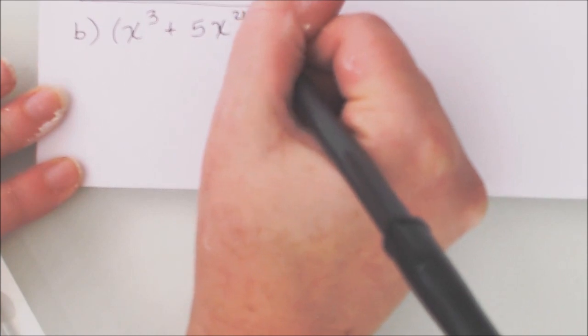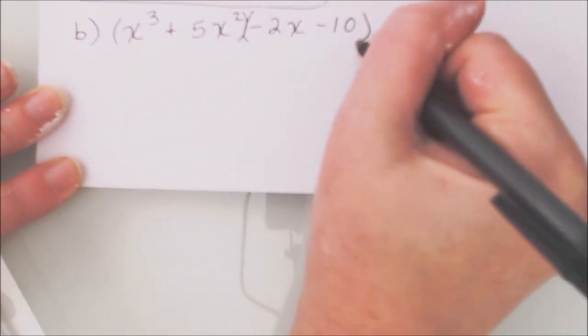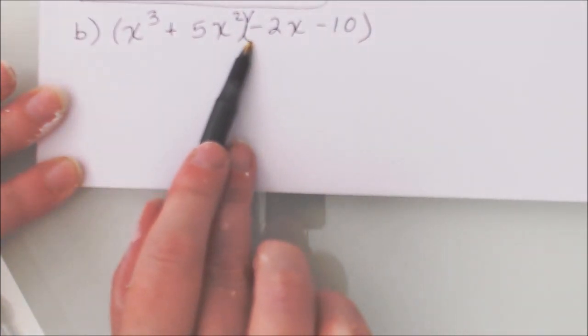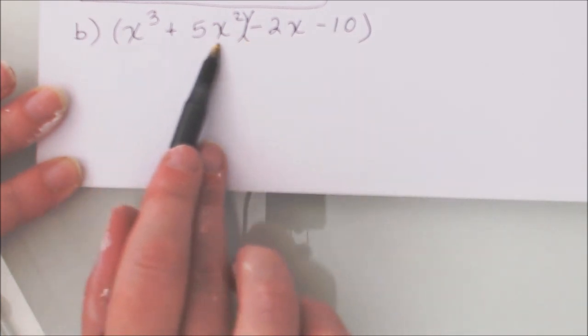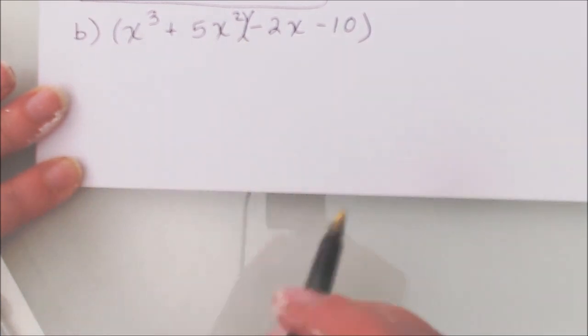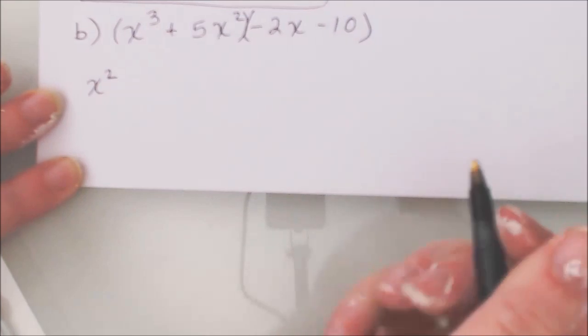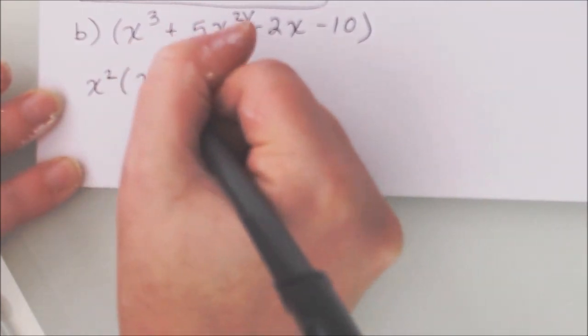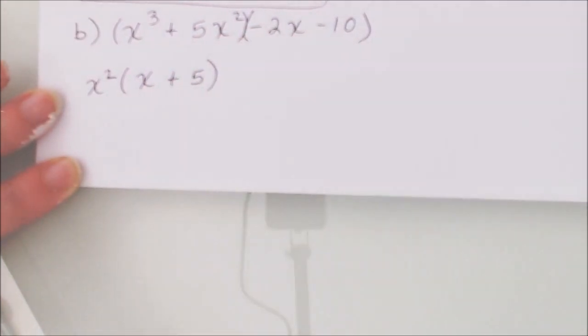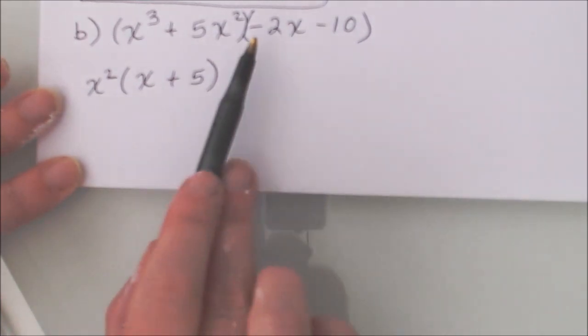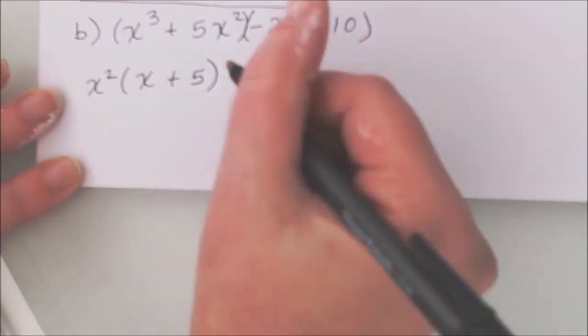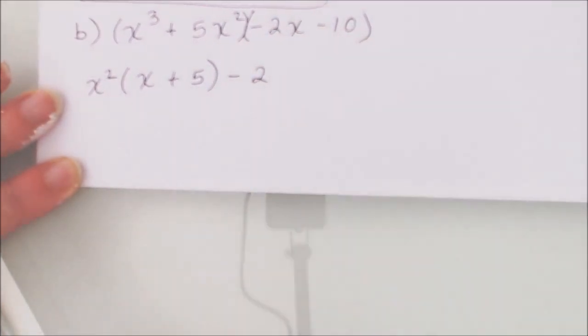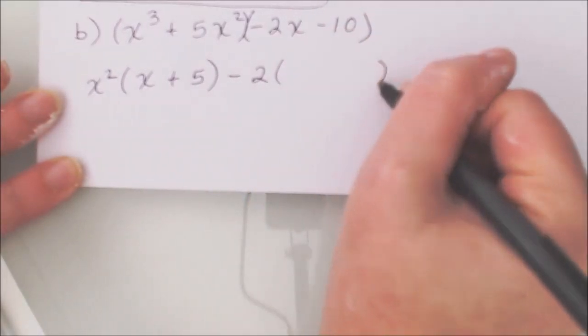So I'm going to group the first 2, group the second 2, and notice it was a negative 2x for that third term, so I'm going to keep that negative with it. So take out the GCF for the first 2 terms. I'm going to take out x squared, and that leaves me with x plus 5. In the second 2 terms, they have a 2 in common, and because that third term was negative, I'm going to take out a negative 2. So notice that I took out a negative 2.